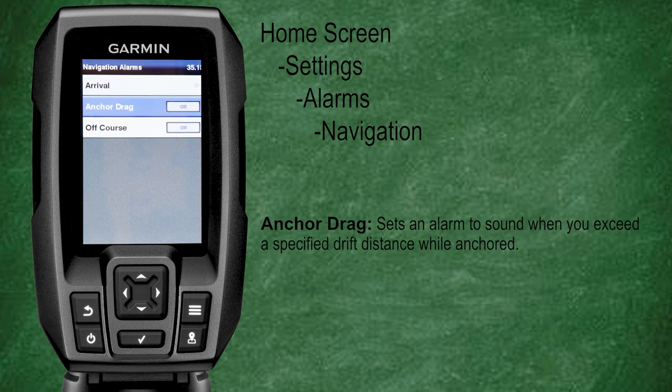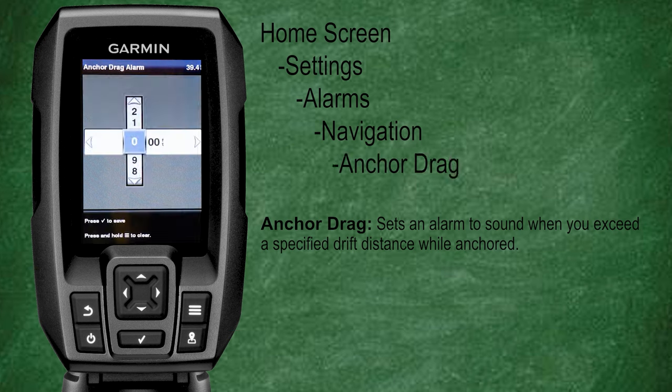The anchor drag alarm is a drift alarm. You want to turn this feature on whenever you're anchored and want to know if your anchor is holding you in place or if you want to be notified if you've drifted away from your current location. When turned on, you'll be able to enter a distance parameter. If your vessel moves from that position by the inputted distance, you'll receive an alarm to let you know that your anchor is not holding you in place or you've drifted from your current location set point.